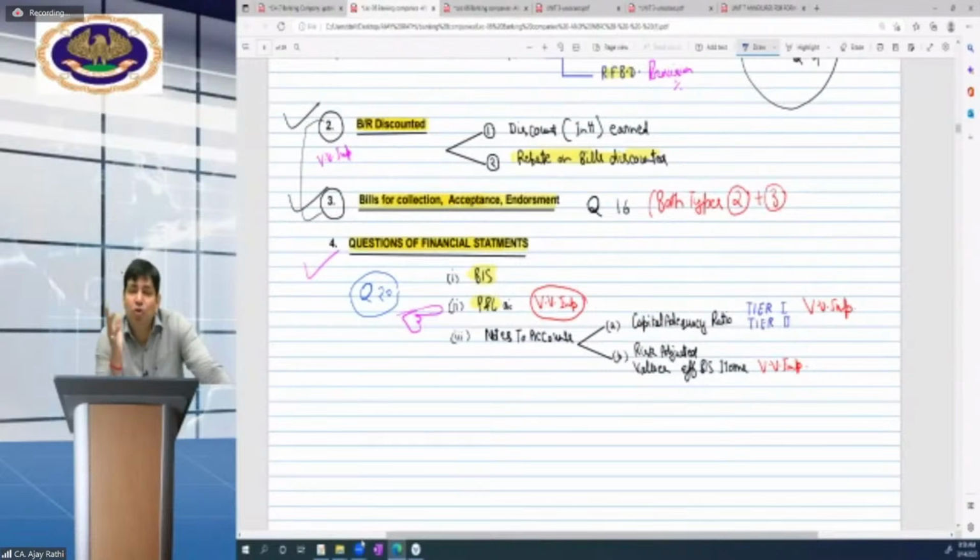Why? Because most of the practice has been done here. Only the percentages are different there. Beta, the percentages and the criteria to make an NPA here is 3 months and there it is 6 months. This type of criteria are there. The percentages here are 15%, there 40%, or 40%, there 25%, something like that. Only the percentage you have to change.